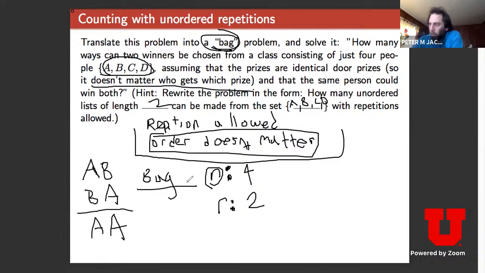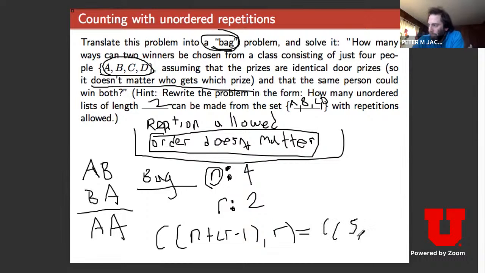If you're thinking about this algorithmically, you've identified it's a bag problem, you figured out n and r, and so you can figure out the number of possible combinations for this list of length 2, where we're selecting items from A, B, C, and D. In particular, that's n plus r minus 1, choose r. So n is 4, r is 2, so this ends up being 5 choose 2.